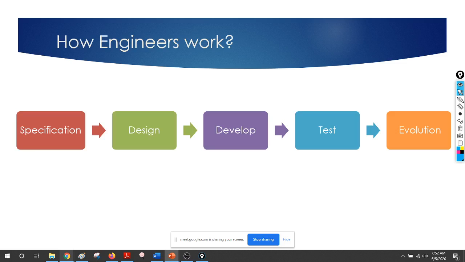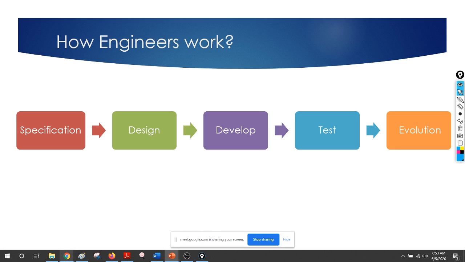Right, now let's see how engineers work. Engineers work in a specific, systematic way, right? We need engineers when there are complex, big tasks, right? Complex big tasks. For example, if you want to build a wall in your house, you are not going to ask for an engineer, right? You are just going to ask a mason. But when it comes to building a 30, 40-story building, yes, you need the engineer.